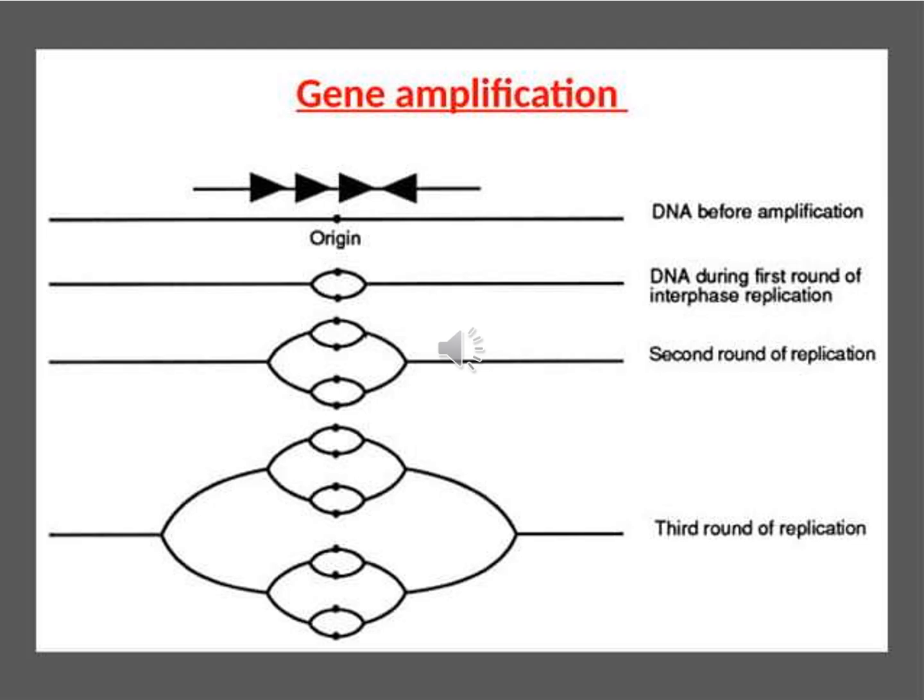This diagram simply represents gene amplification, showing the DNA before amplification. First the origin is very small, and during the first round of interphase replication the DNA gets enlarged, and then the second round and third round of replication are represented. This is a simple representation of gene amplification.